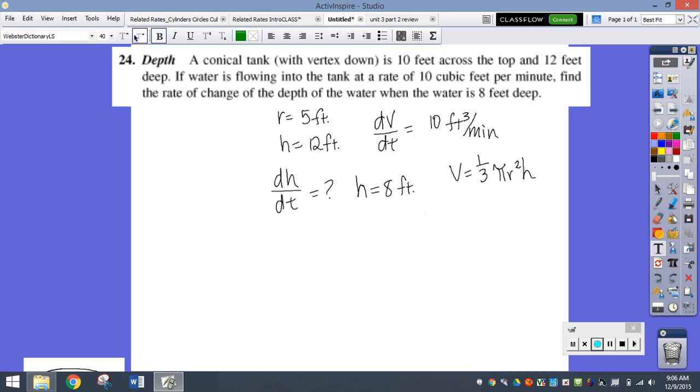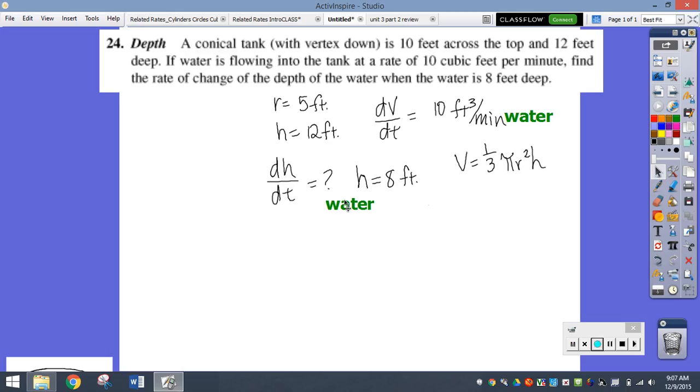And the other thing I'm just going to note here is that this is a problem where they're wanting you to find the rate of change of the depth of the water. And so I'm just going to mark that this rate of change of volume and the rate of change of the height is for the water, not the tank itself. So that's what makes this different from a problem where you have a cone-shaped pile. Because we're not looking for the rate of change of the tank, we're looking for the rate of change of the water. And so that's going to be really important when we're working through this problem.